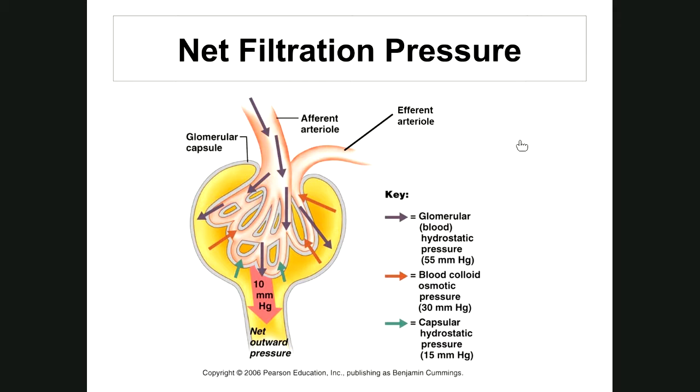It's net filtration pressure equals glomerular hydrostatic pressure, could be glomerular blood hydrostatic pressure, minus two resistance forces, the capsular hydrostatic pressure and the blood colloidal osmotic pressure. So let's look at your definitions. The first one is capsular hydrostatic pressure. C-A-P-S-U-L-A-R. Second word is hydrostatic.